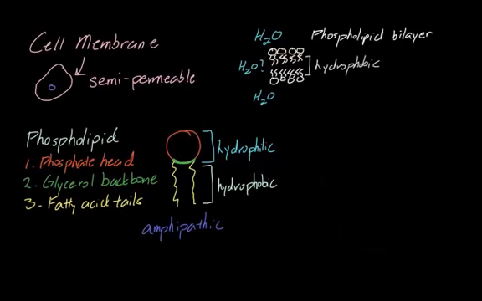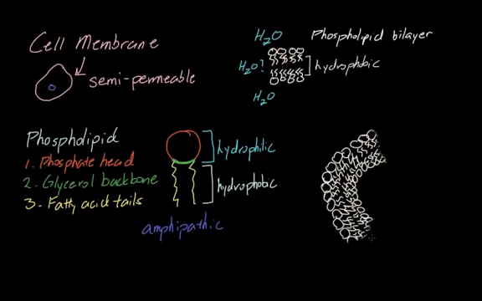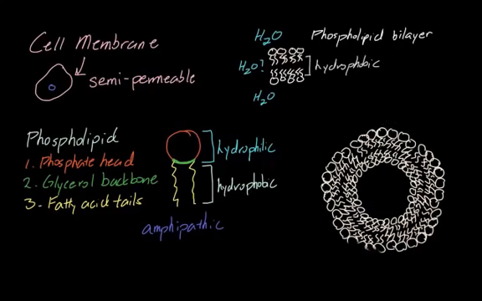Well, in a cell, in real life, what actually happens is we end up with a structure that forms a circle, like this. Now, this is a fairly crudely drawn picture. In a cell, this wall is actually pretty thin compared to the entire body.